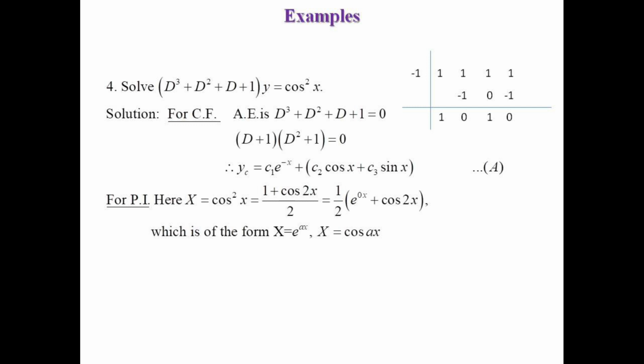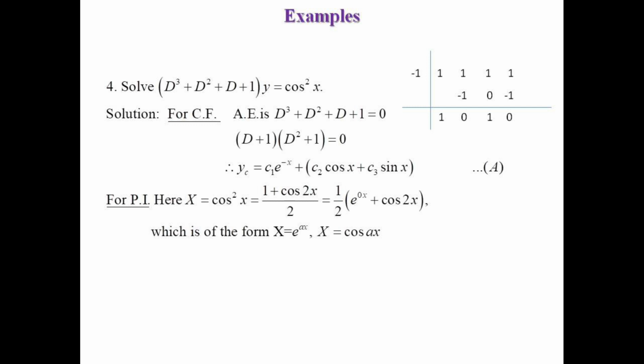So for getting the factors, write this as d plus 1 into d square plus 1 equal to 0. So we get the value of d as d equal to minus 1 and plus minus i. These roots are complex, so we get the value of the complementary function as c1 e raised to minus x plus c2 cos x plus c3 sin x, which is equation number A, called the complementary function. Now let's find out the value of the particular integral.